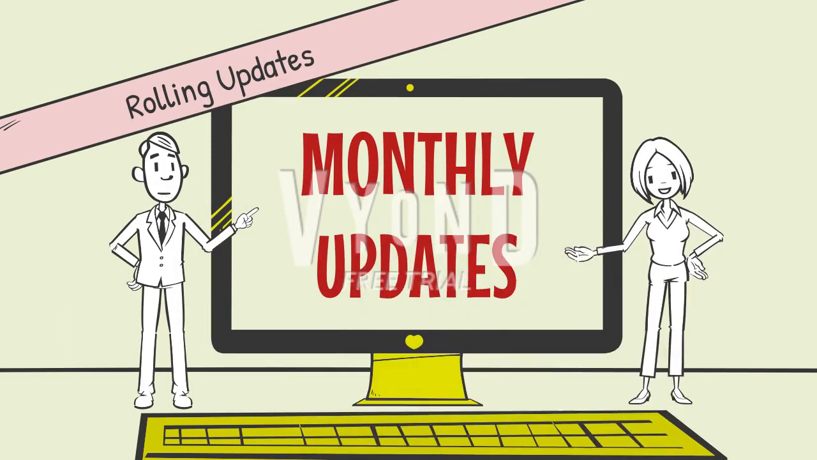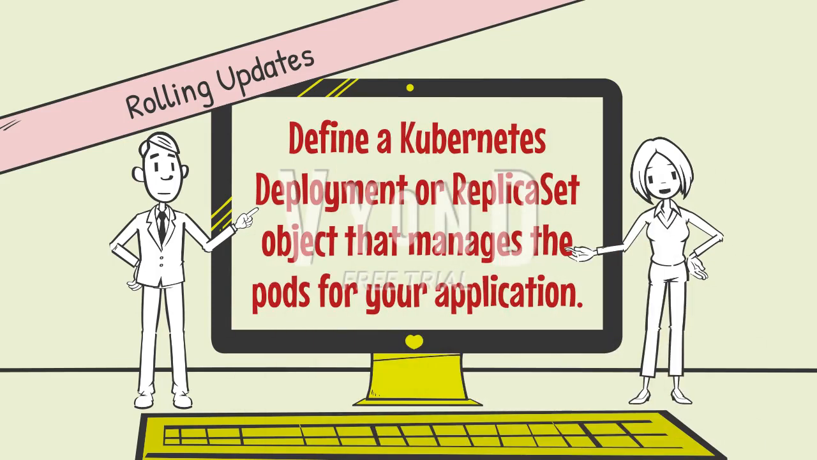Kubernetes provides rolling updates as a built-in feature that allows you to update your application without downtime. Rolling updates are a gradual and controlled process that replaces old pods with new ones, ensuring that your application remains available throughout the update process. Here's how rolling updates work in Kubernetes. 1. Define a Kubernetes deployment or replica set object that manages the pods for your application. Each pod should have a unique name and a label that identifies it as a member of the application.